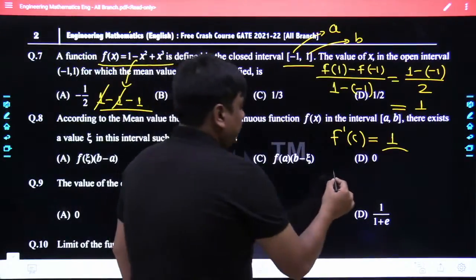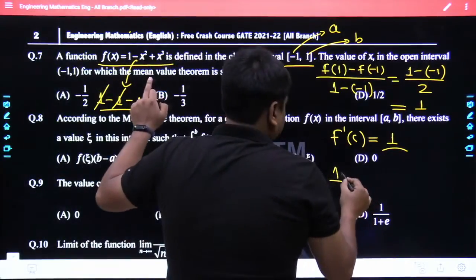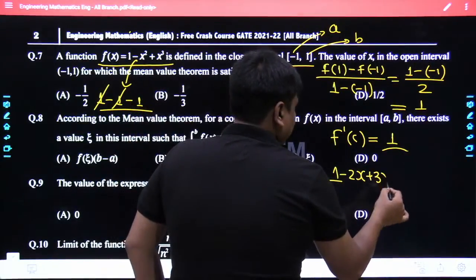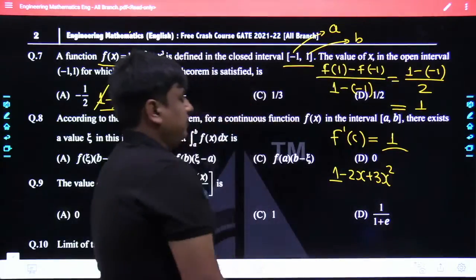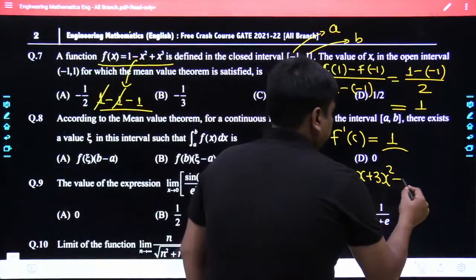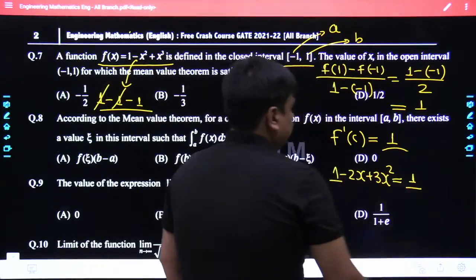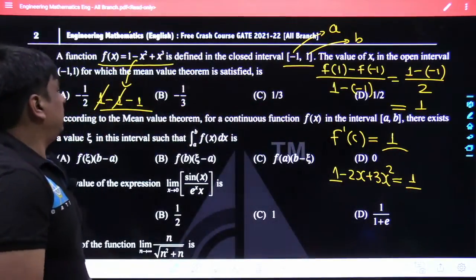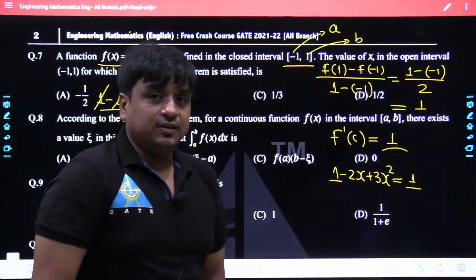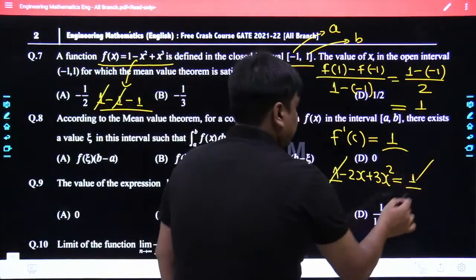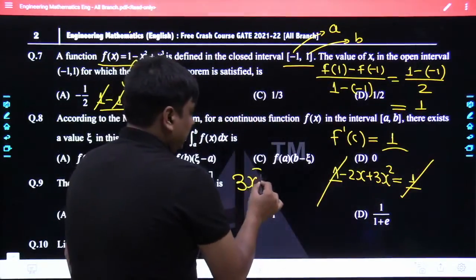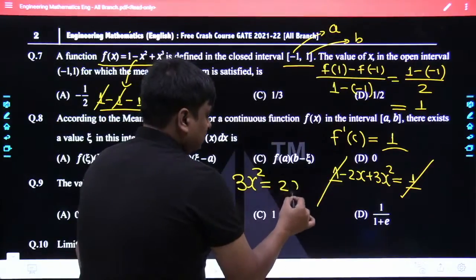So first you have to get the differentiation of the function. Once you differentiate it, you will get 1 minus 2x plus 3x square, and 3x square is equal to 1. So I just wanted to get the result for this. So this and this go off, and only a polynomial equation is left: 3x square is equal to 2x.